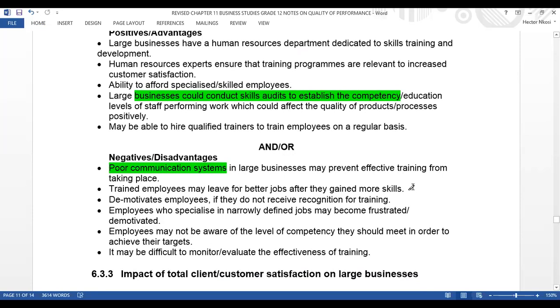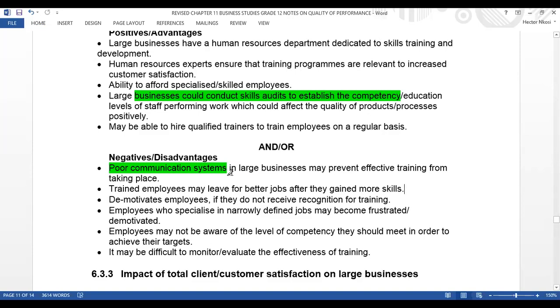In a large business, guys, you can't just jump to your supervisor, your manager, your head of department, the deputy boss. Before the deputy boss, there is another person that you need to report to. So it's more like a big diagram before you can reach the top management level. So the poor communication systems in a large business may prevent effective training from taking place.